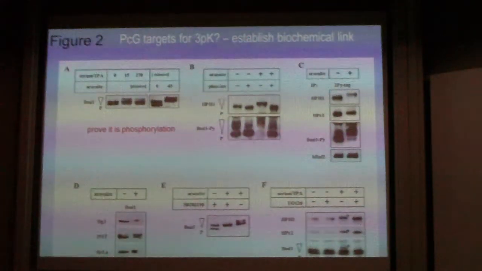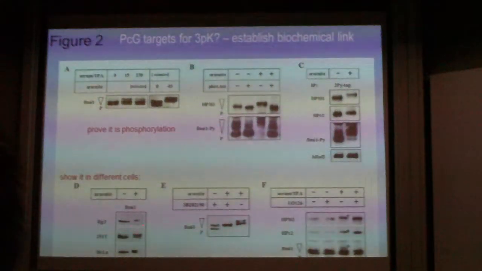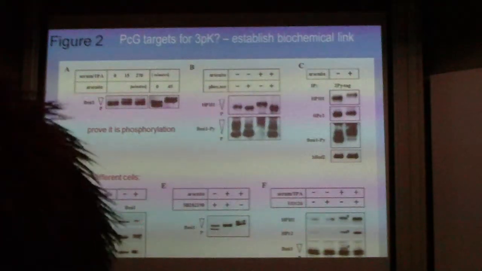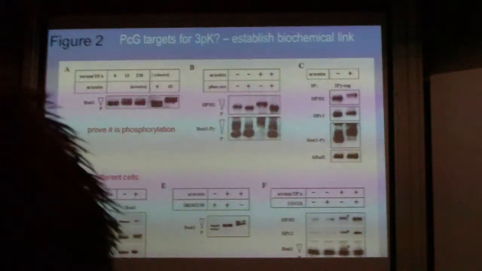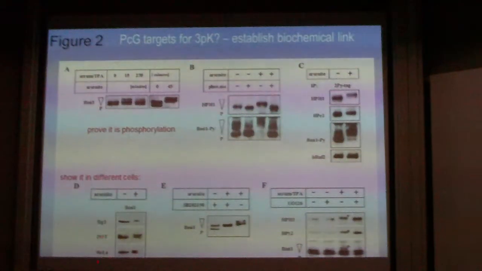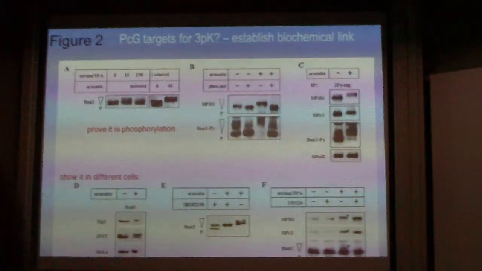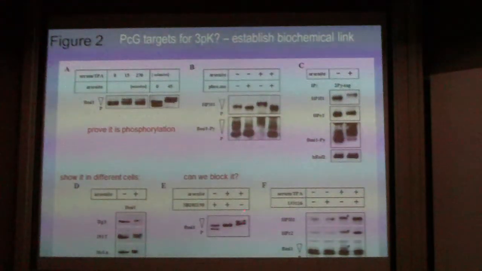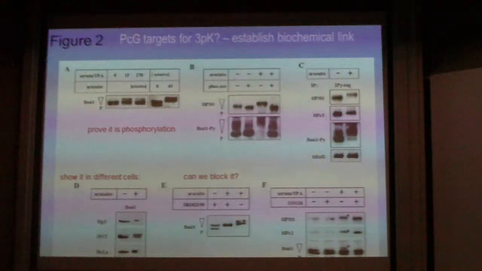Now we showed it in different cells, that it works the same way. This was all done in human osteosarcoma cells. We show it here in human fibroblasts, two little bands, if I stimulate the whole lot, in the kidney cells and in the cervical carcinoma cells. All of them eventually lead to phosphorylation of BMI. We use a bunch of inhibitors and we block it. We use an inhibitor of P38, and indeed, if you don't use the inhibitor, you see that the stimulation leads to phosphorylation. If you use the inhibitor, you see that you block that pretty much.